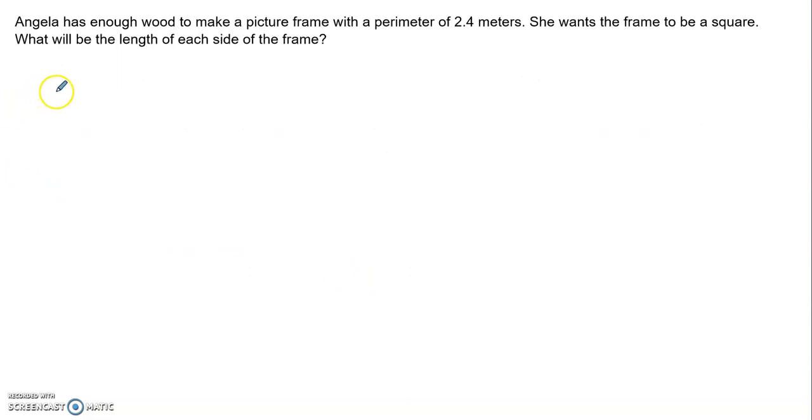We're given this word problem that says, Angela has enough wood to make a picture frame with a perimeter of 2 4/10 meters. She wants the frame to be a square. What will the length of each side of the frame be? So a square has how many sides? 4 sides. And the perimeter is the total distance around an object. So I know I'm breaking up this 2 4/10, dividing it by 4, because a square has 4 sides.